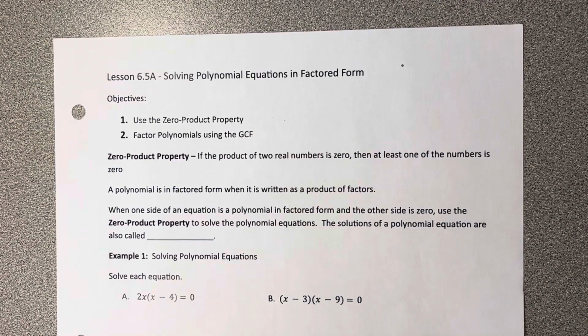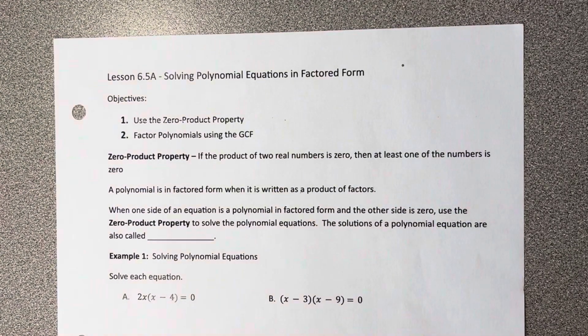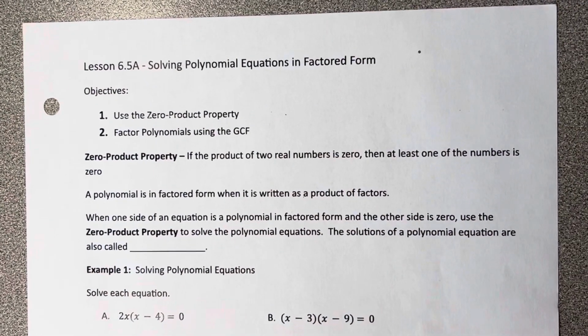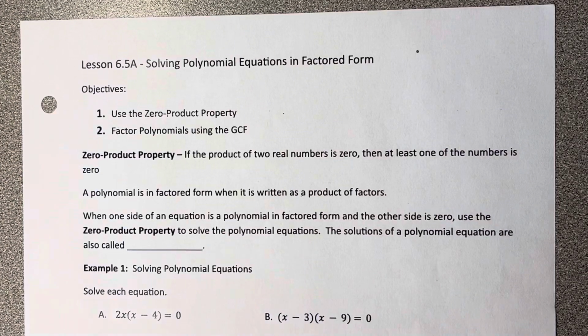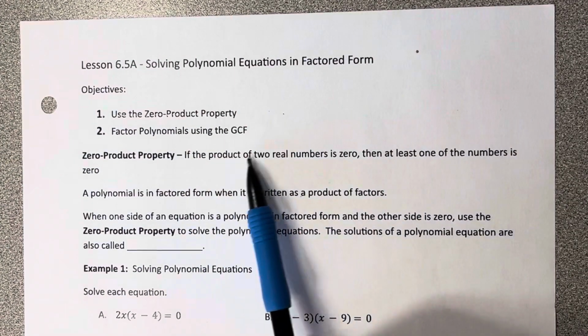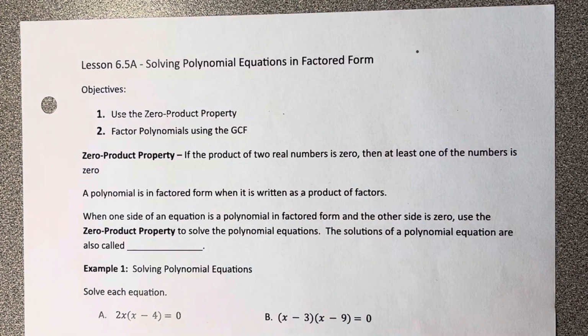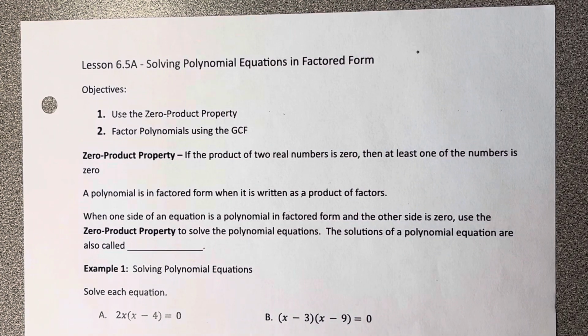The zero product property is pretty awesome. To me, it's pretty revolutionary as far as our ability to solve equations. This is going to open up our world quite a bit, so I like it. The zero product property says if the product of two real numbers is 0, then at least one of the numbers is 0. And that totally makes sense to me.